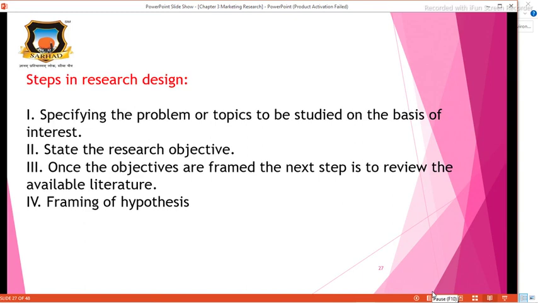Let us see the steps involved in research design. The first step is specifying the problem or the topic to be studied on the basis of interest. The second is to state the research objectives. The researcher has to decide the research objectives. The third step, once the objectives are framed, is to review the available literature. And lastly, the framing of the hypothesis.